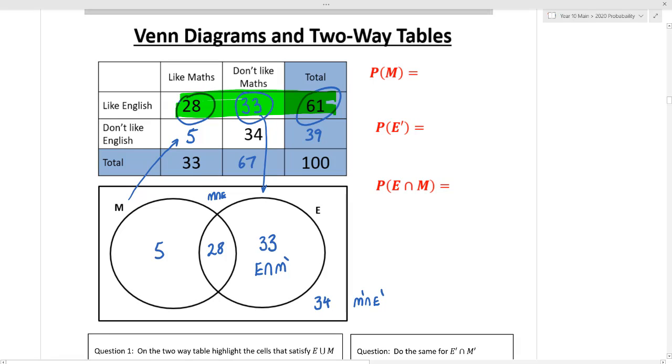We have just done our first two-way table, which, by the way, is the same thing as a Venn diagram. I personally like to do a lot of things in two-way tables, and the Venn diagram is exactly the same thing. It's just in disguise. Bear in mind that people could like maths and like English, or like maths and not like English. Can you tell me, first of all, what is the probability of maths?